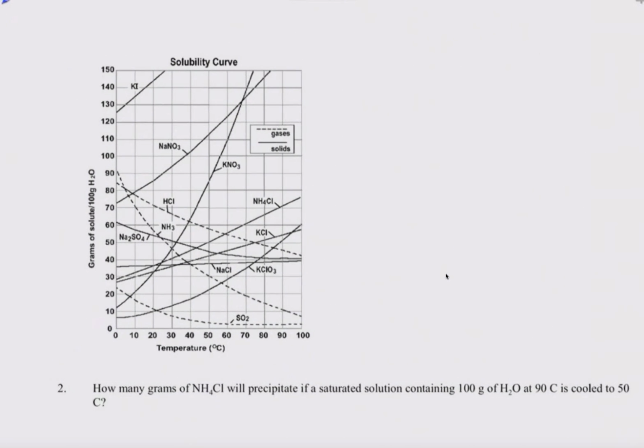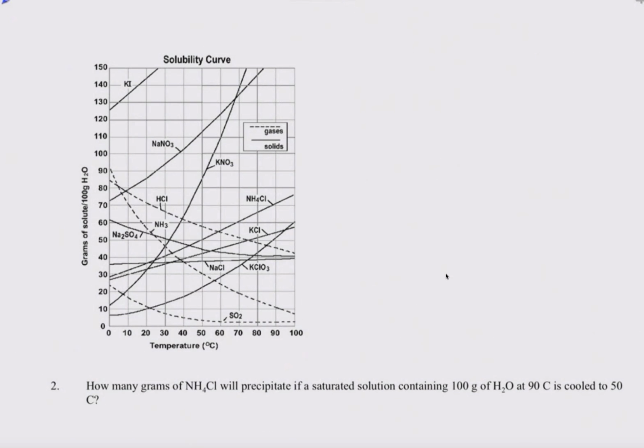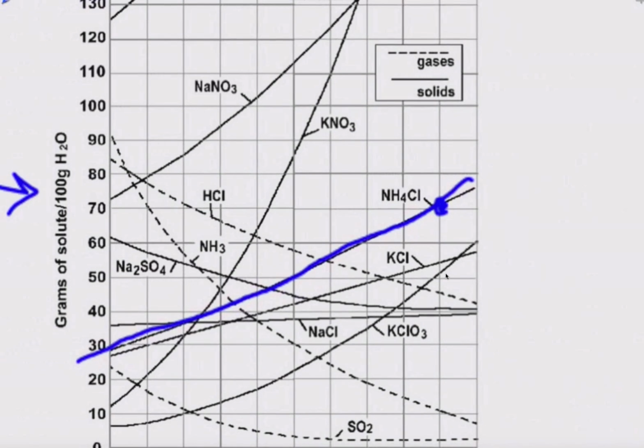How many grams of ammonium chloride will precipitate if a saturated solution with 100 grams of water at 90 Celsius is cooled to 50 Celsius? So again, the 100 grams of water is already taken care of. We're looking at going from 90 down to 50. So we're moving in this direction from 90 to 50, and this time we're looking at the line for ammonium chloride, which is this line here, and at 90 degrees Celsius, we're right about here on the chart.